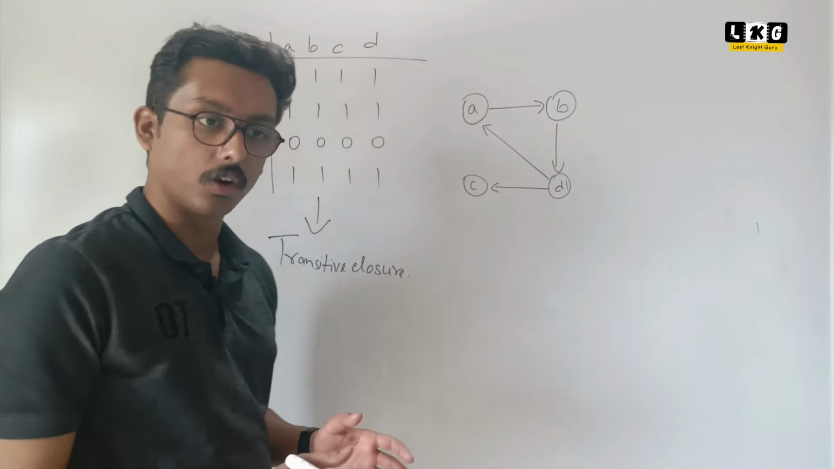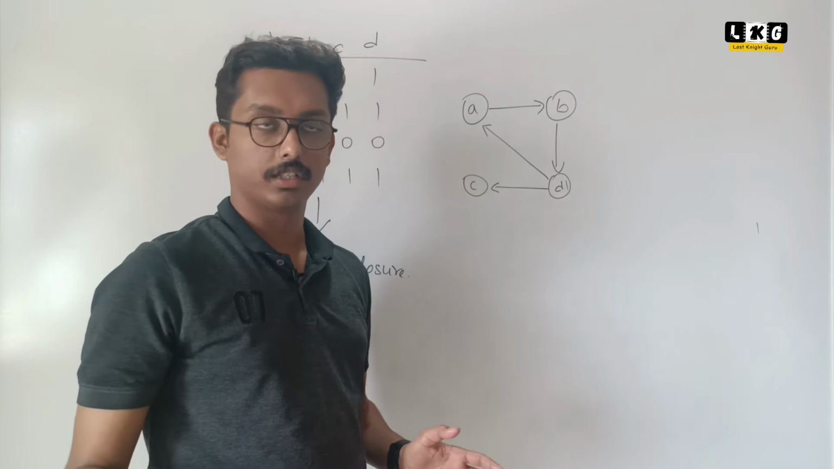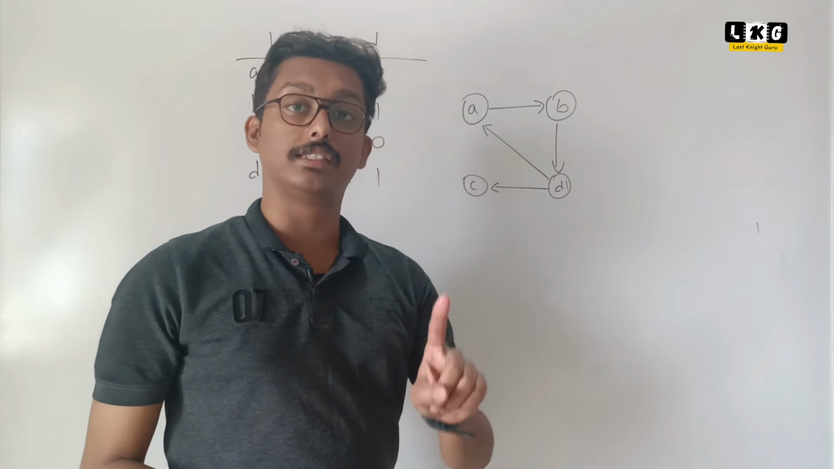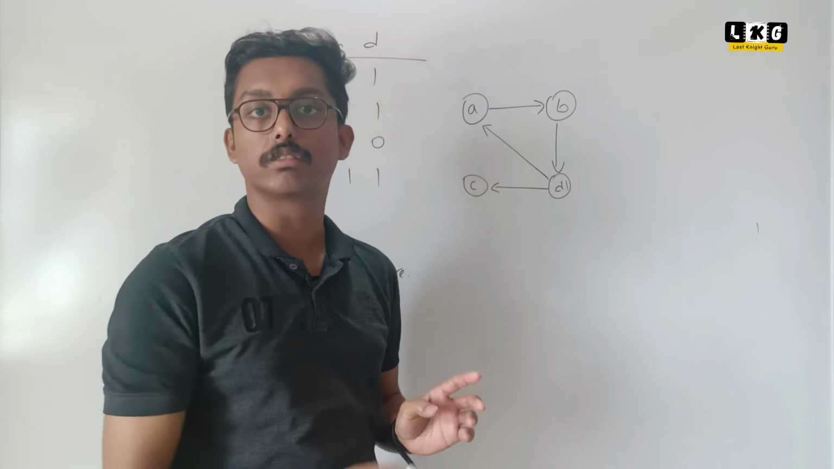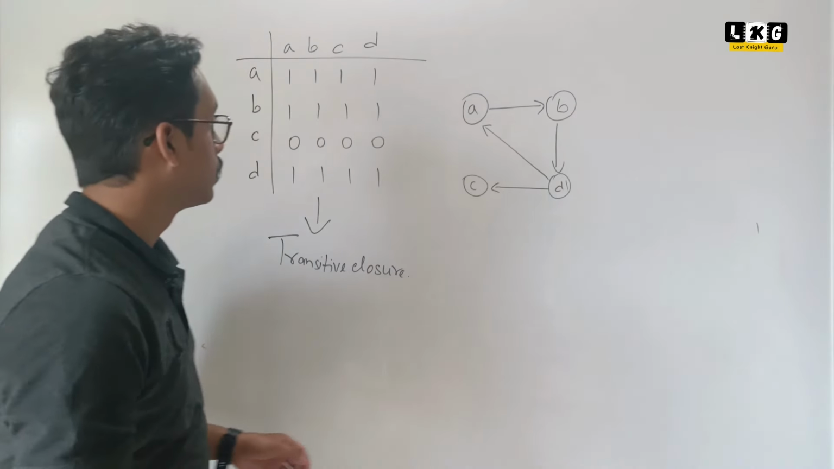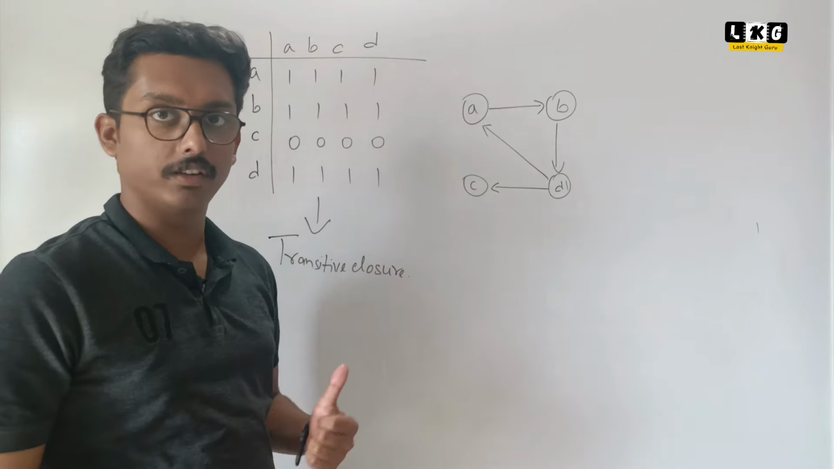If there is a direct route, add 1. If there is no route, add 0. That's it. And the diagonals will be 0 only in the adjacency matrix. Only in the first matrix, that is in the adjacency matrix, the diagonals will be 0. Rest all we need to find. Okay. So this is all about the Warshall's algorithm. I hope you understood it very well.